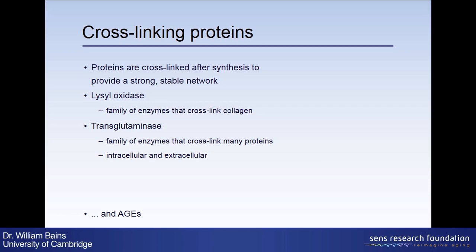Two are formed by enzymes. One is formed by chemistry that happens without enzymes. The two enzymes are lysyl oxidase and transglutaminase. Lysyl oxidase is an enzyme family that cross-links collagen molecules. So I mentioned before, collagen molecules form these fibrils, long collagen molecules aligned together. They're then cross-linked, so they form an extremely tough structure.